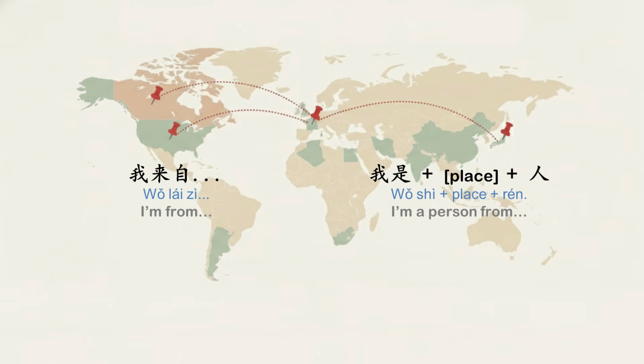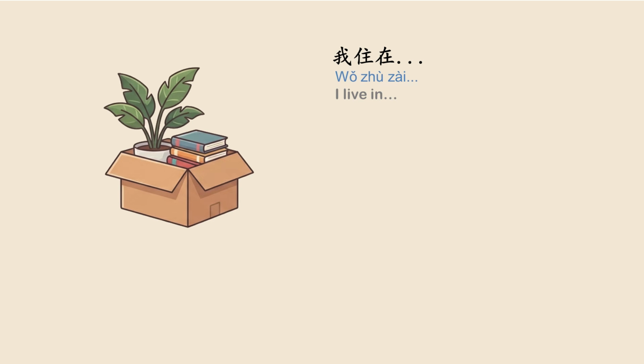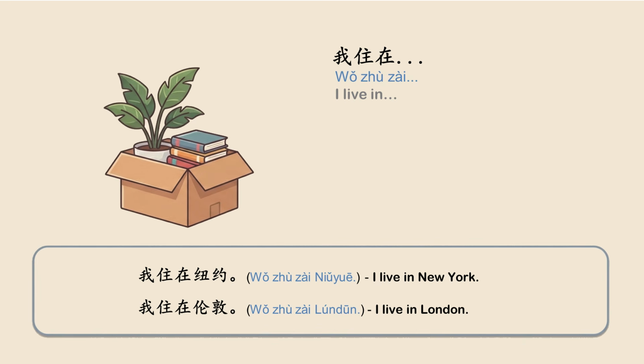Now, there is another way that's even more common in daily conversation. 我是 place, 人. This literally means I'm a person from, but the natural English translation is I'm. For example, 我是日本人. I'm Japanese. 我是法国人. I'm French. If you want to tell where you live, you can say 我住在, It means I live in. For instance, 我住在纽约, I live in New York. 我住在伦敦, I live in London.